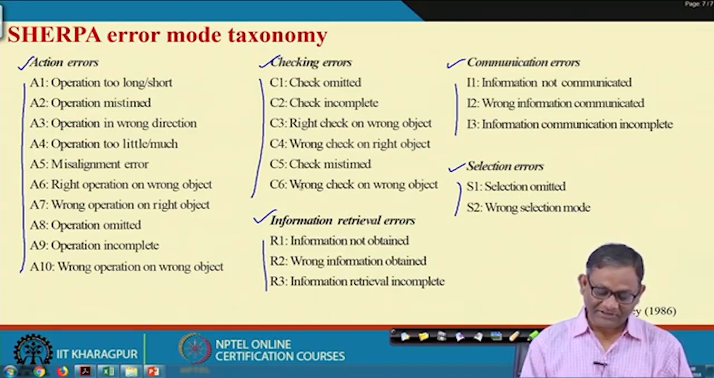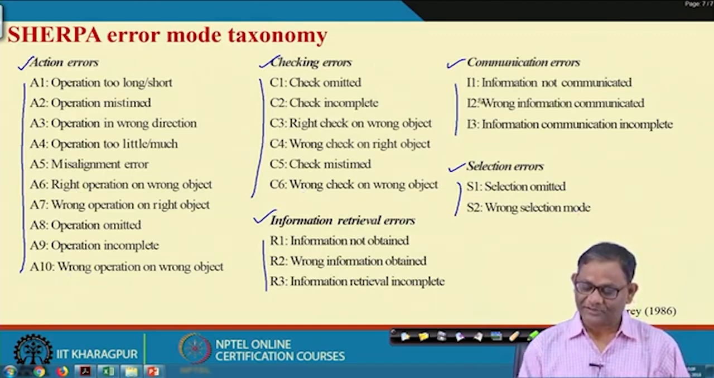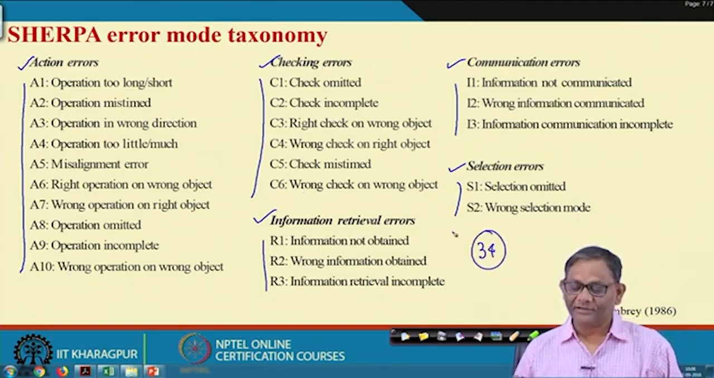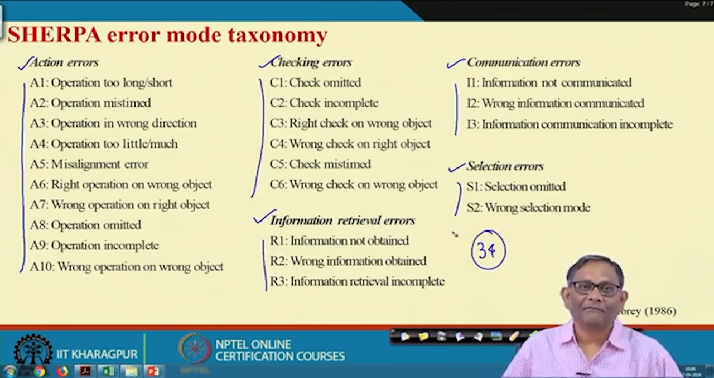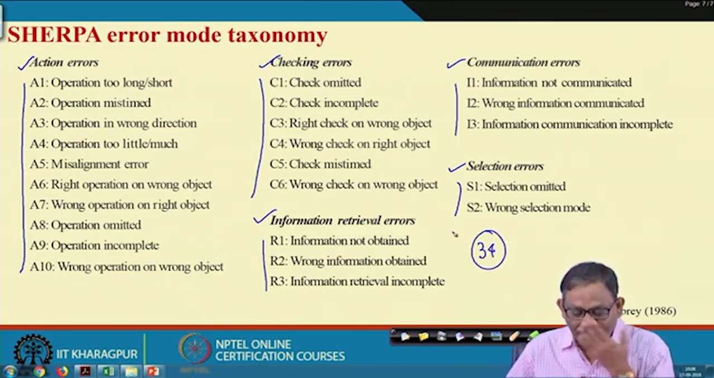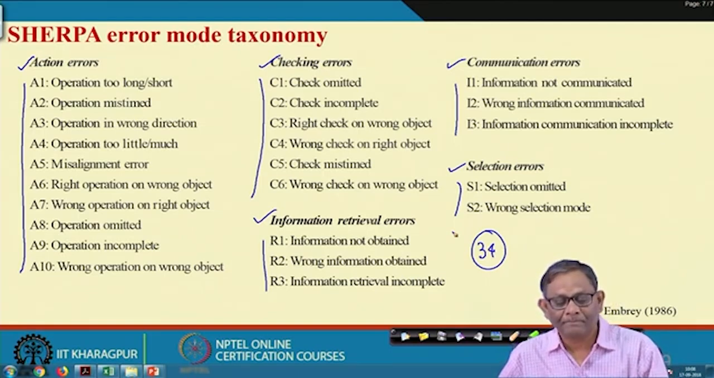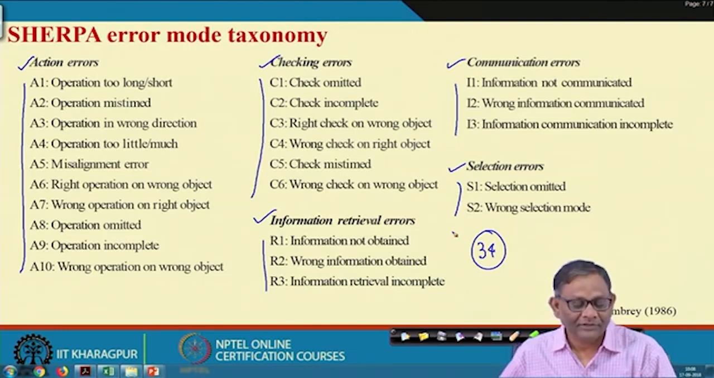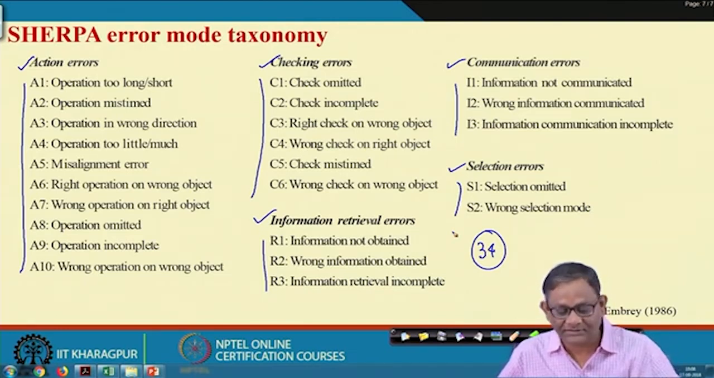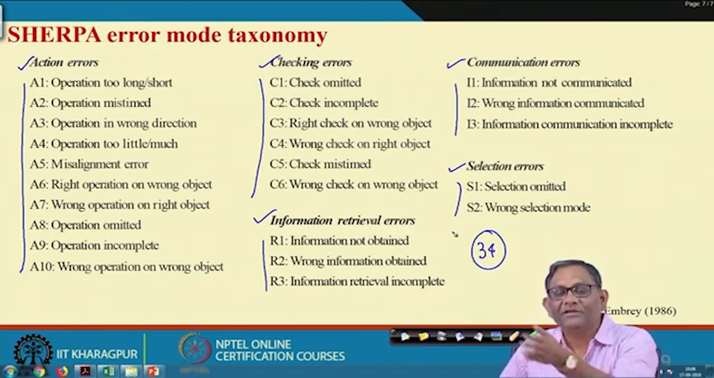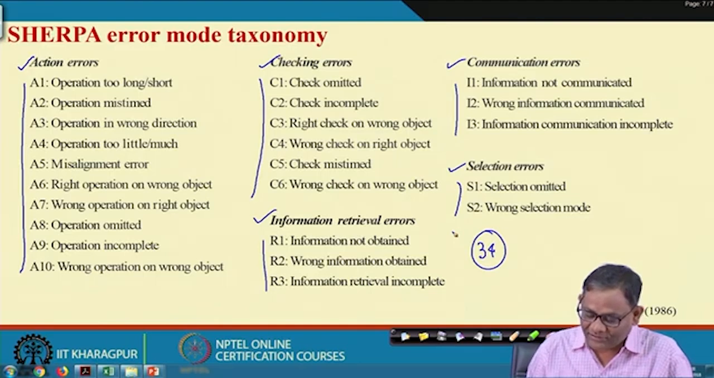So, that means 10 plus 6, 26 plus 3, 29, 32, 34. 34 different error modes. If you try to do human error analysis for your workplace and the jobs people do, then I think these 34 error modes really help you. And now, we will show you how this can be used in a real case.